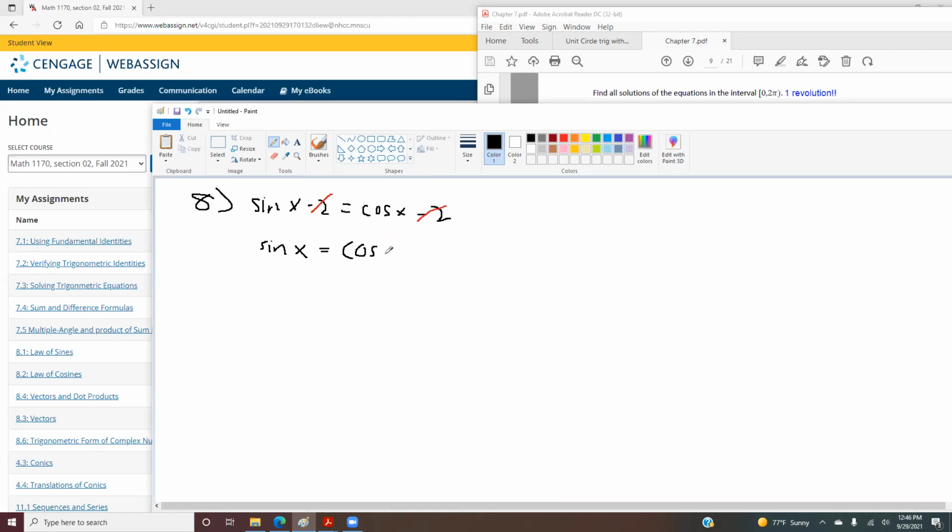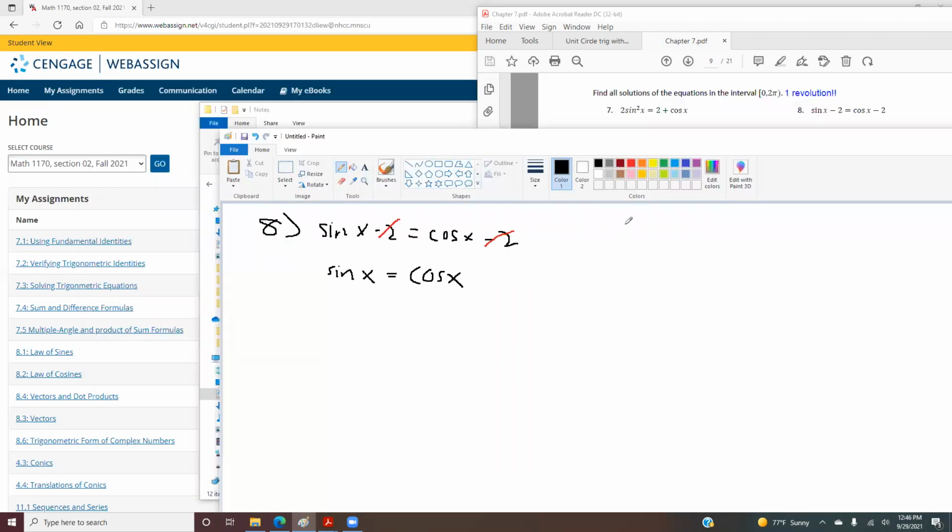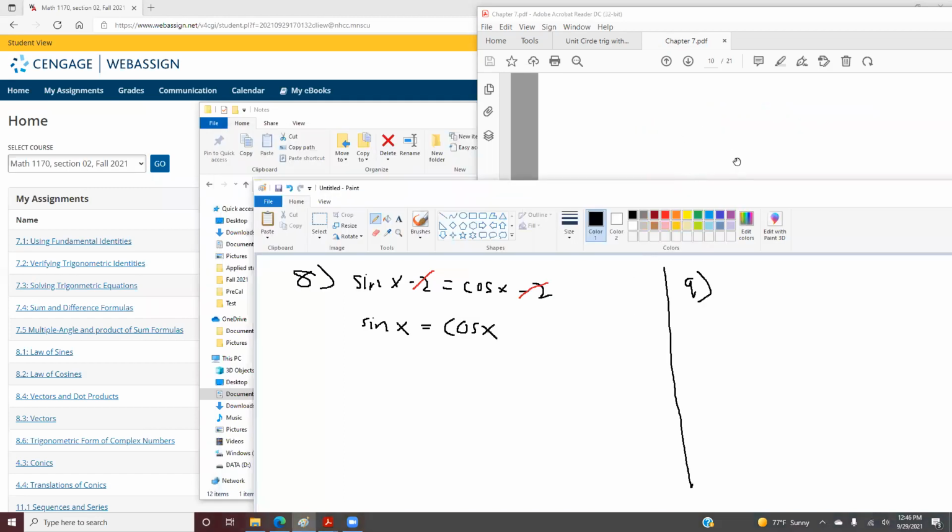Unfortunately, we cannot use a Pythagorean identity here. The reason is that it's not squared. So does anyone know what to do once you reach this stage on number 8? Anyone?